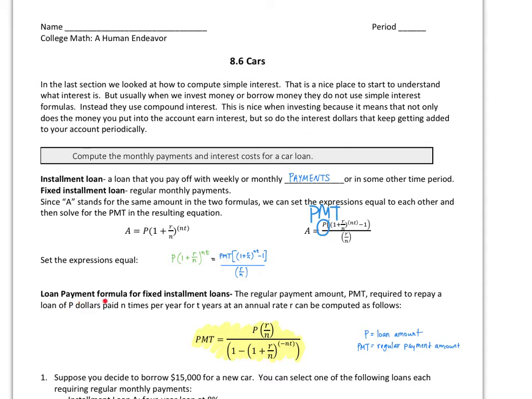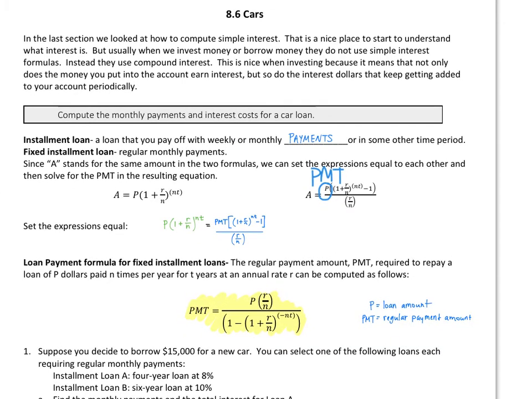The loan payment formula for fixed installment loans: the regular payment amount, or PMT, required to repay a loan of P dollars, paid N times per year for T years at an annual rate R, can be computed as the following. This is another formula you need to add to your formula sheet. The PMT, the payment, is going to be P, where P is the loan amount this time, not the principal, times R over N, all over 1 minus the quantity 1 plus R over N to the negative NT.